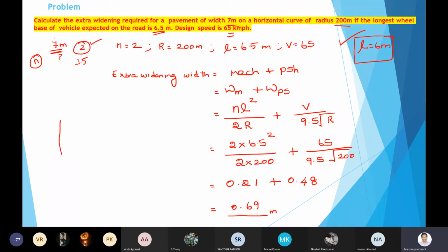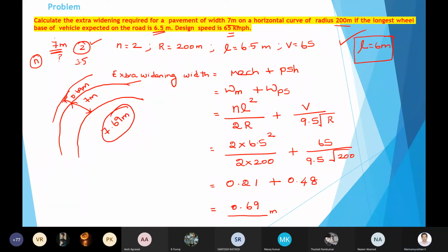So basically this is on a horizontal curve. In that horizontal turning, the width is given as 7 meter. So other than the 7 meter, we are providing 0.69 meter. So overall the width at the horizontal curve is 7.69 meter. So this is what we follow in the field.